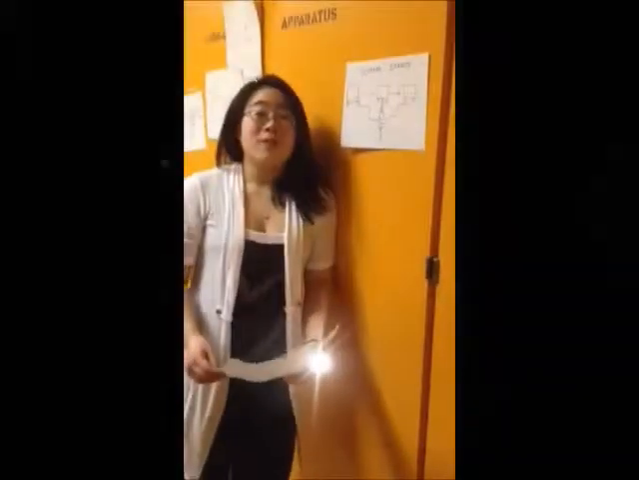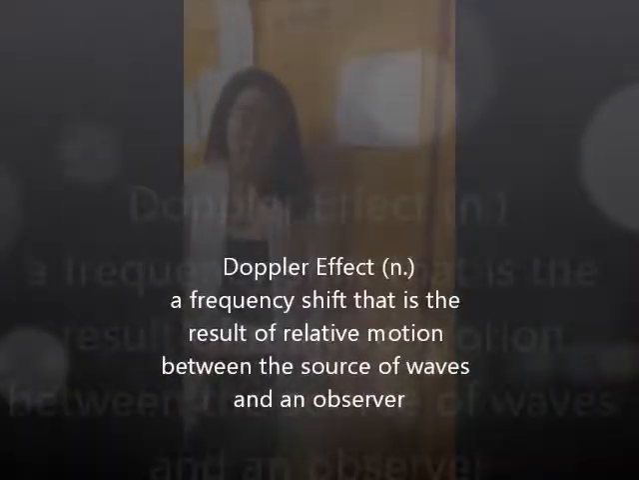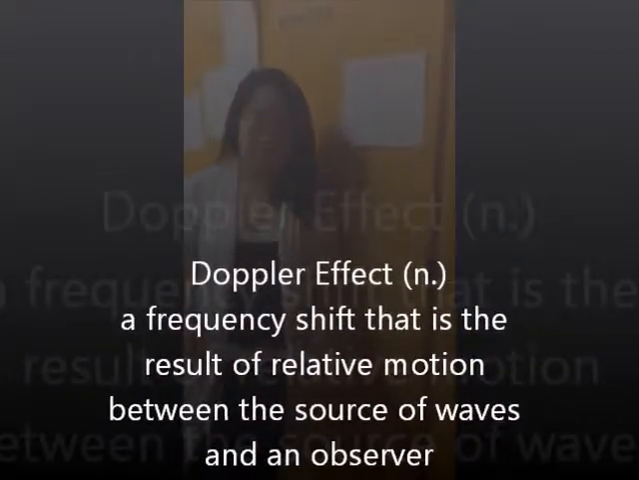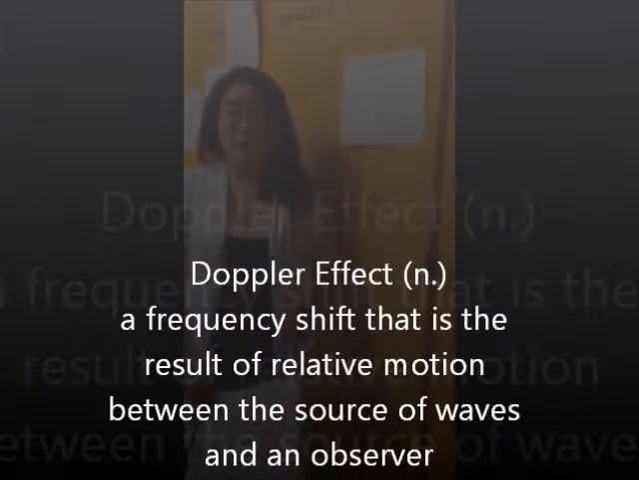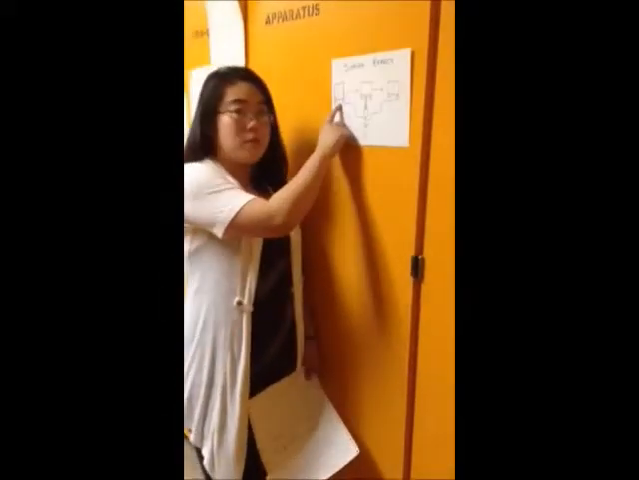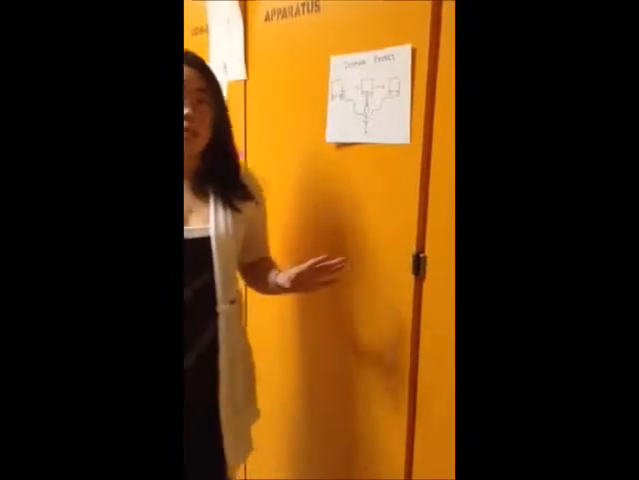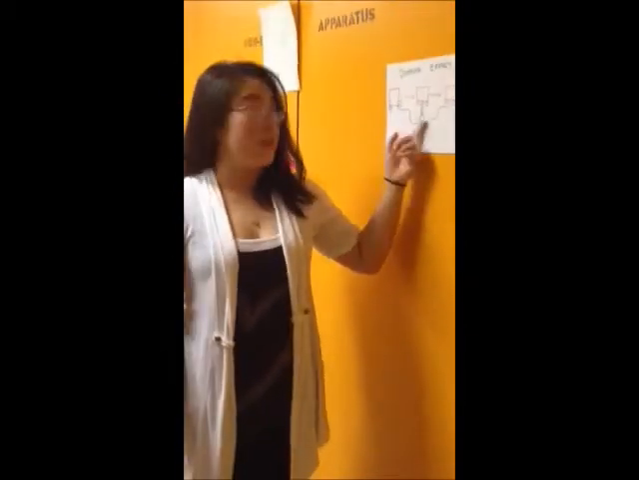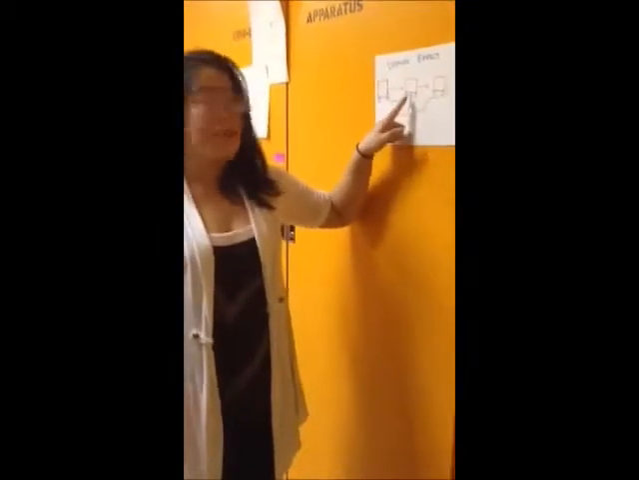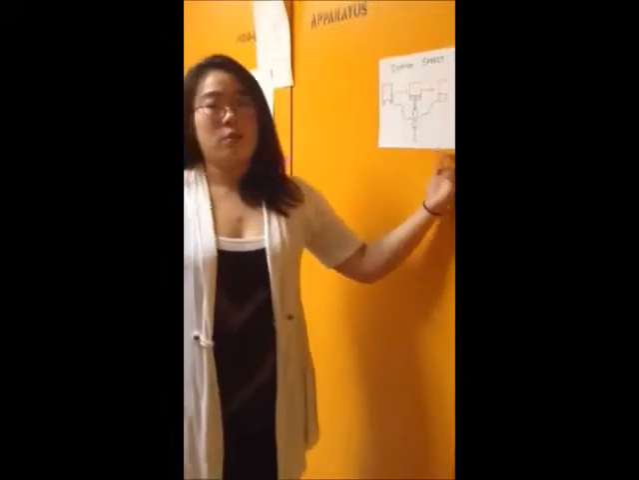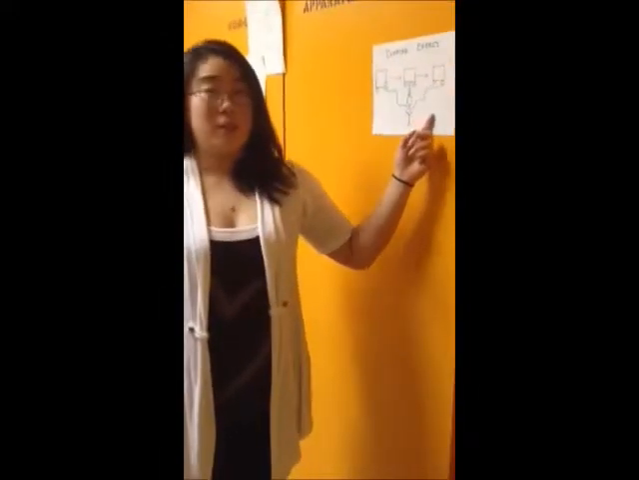Okay, so the Doppler effect is a frequency shift that is the result of relative motion between the source of waves and an observer. So basically what you just saw here. From this point of view, the waves are huge, you hear a really low noise, and as it gets closer, it gets louder and louder, and the sound waves get smaller and smaller, and then same thing as you go away. The sound waves get bigger and bigger, and then the sound you hear gets lower.